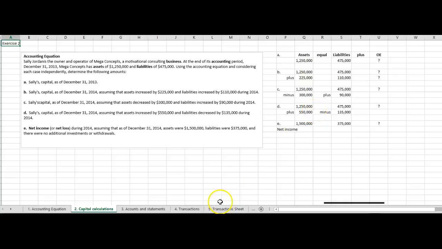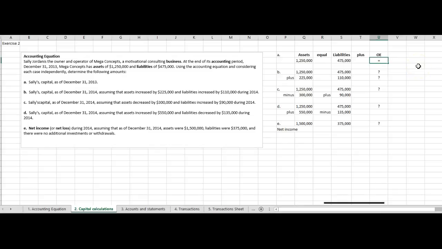Okay, here we are. We are on exercise 2, and it's called capital calculations. Again, we're looking at assets equal liabilities plus owner's equity. And now we're going to do scenarios. So we begin with, it tells us she has assets of $1,250,000. She has liabilities of $475,000, and it asks us, what is her owner's equity?